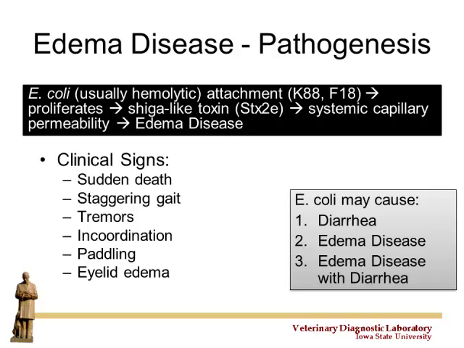And I just want to take the time to point out the fact that E. coli is a really cool bug. It can do a lot of different things. You can have straight up diarrhea, you can have just straight up edema disease with no diarrhea, or you can have edema disease with the diarrhea. It all depends on the toxins that are present with that isolate. So don't rule out edema disease when there's no diarrhea, because it can still happen.